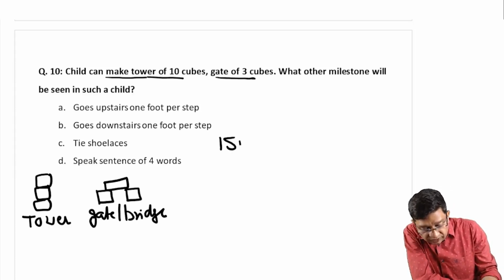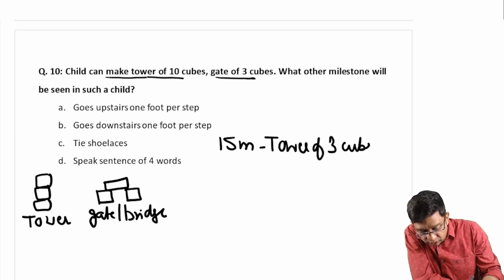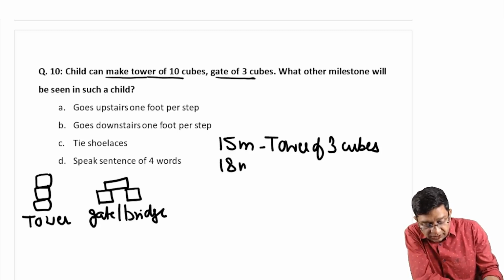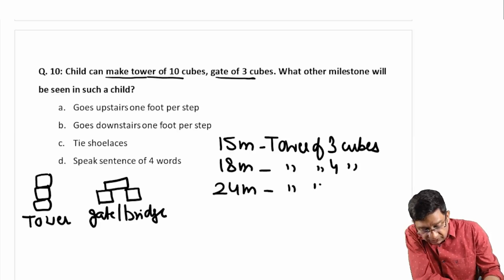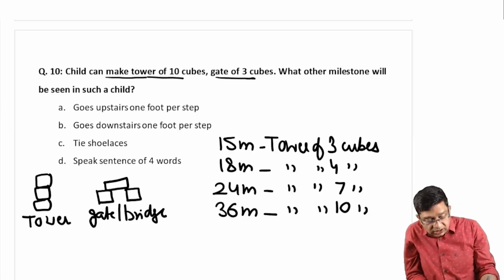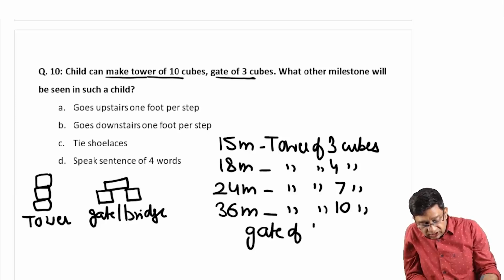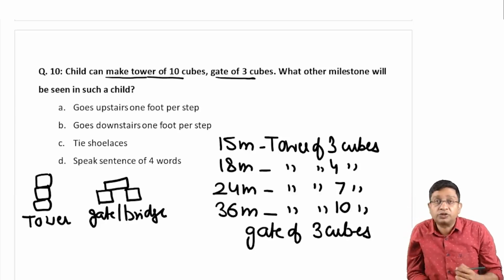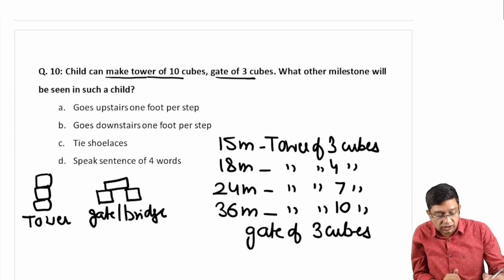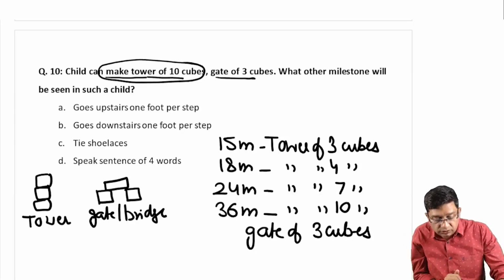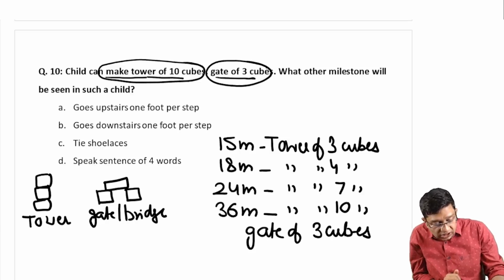So if you see a 15-month child, 15-month child makes a tower of 3 cubes. 18 months child can make a tower of 4 cubes. 24-month child can make a tower of 7 cubes, and 36 months child makes a tower of 10 cubes. At 36 months also there is gate of 3 cubes. So if it is being given tower of 10 cubes and gate of 3 cubes, the age comes out to be 36 months.